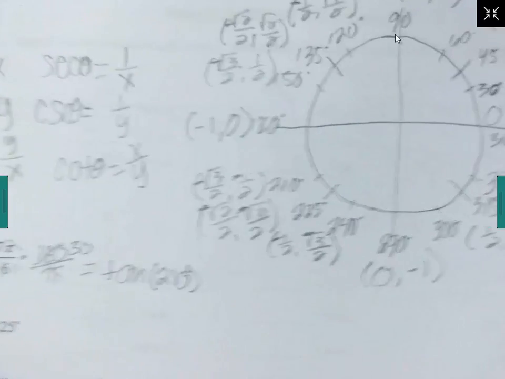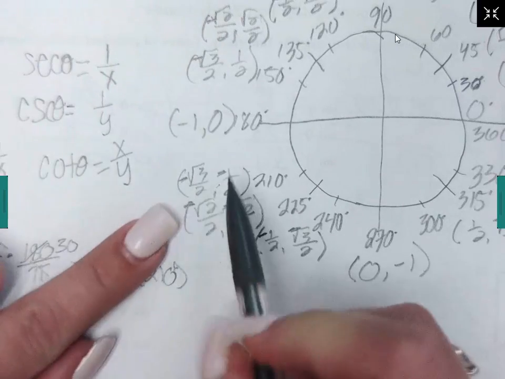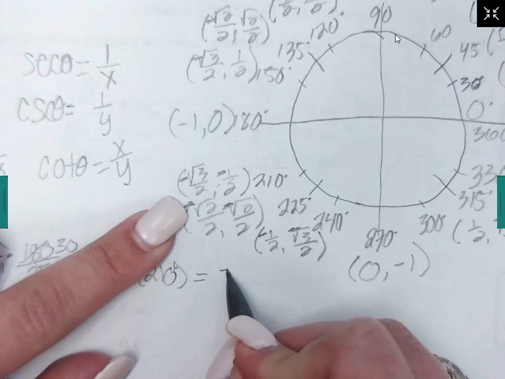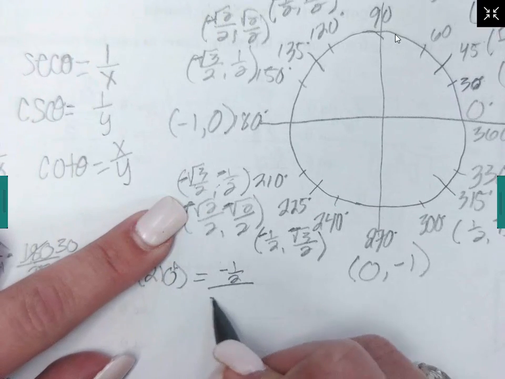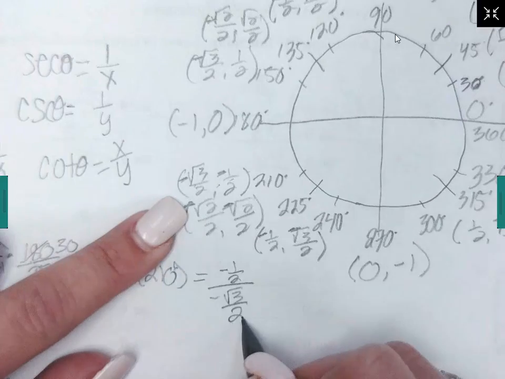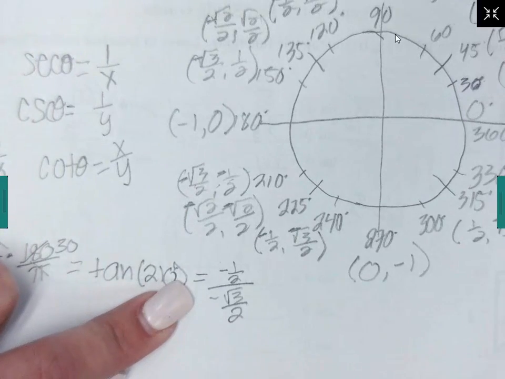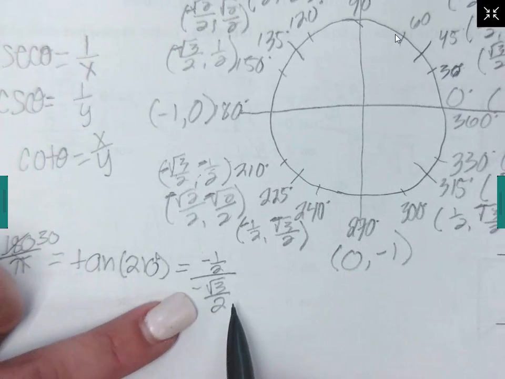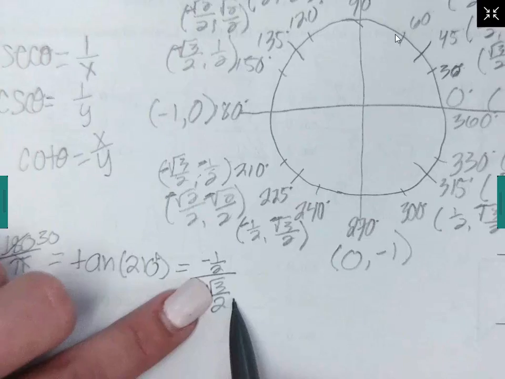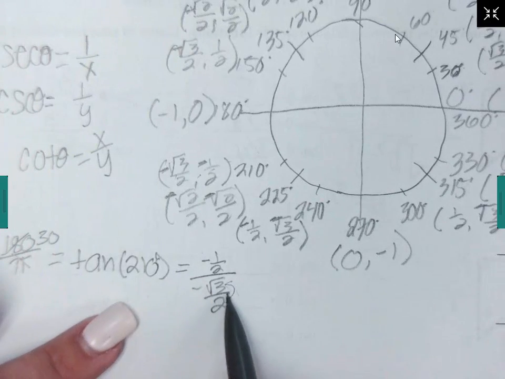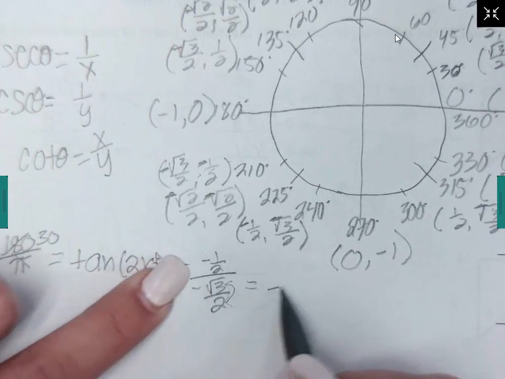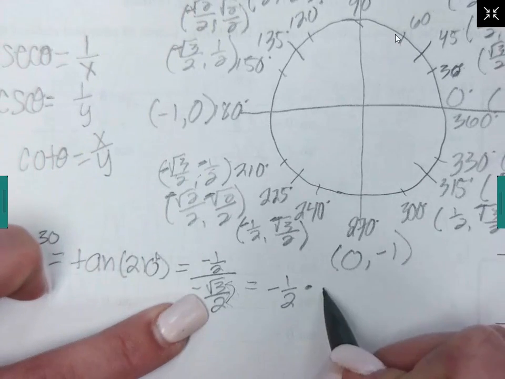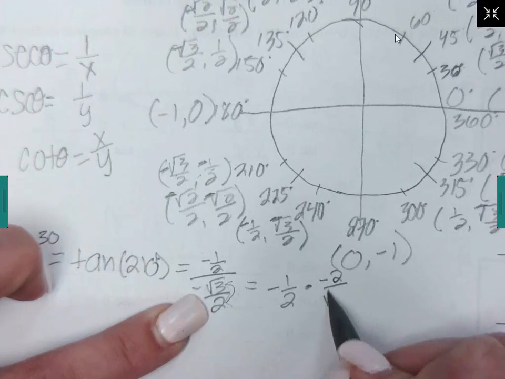So we go to 210 degrees. Tangent, remember, is y over x, or sine over cosine. So that would just be equal to negative 1/2 divided by negative square root of 3 over 2. Remember, when we divide by a fraction, it's the same as multiplying by the reciprocal. So we're just going to switch these. This is equal to our numerator, negative 1/2, times, instead of square root of 3 over 2, 2 over the square root of 3.